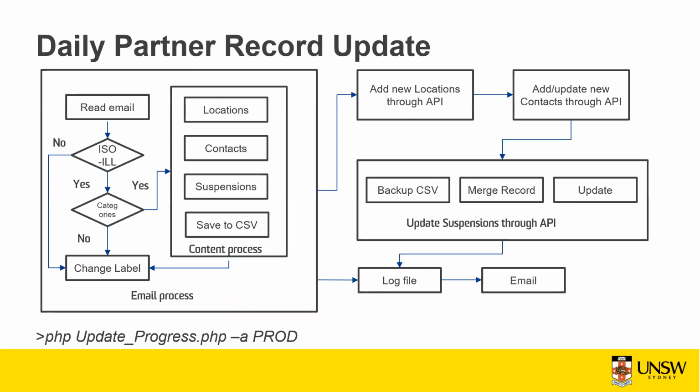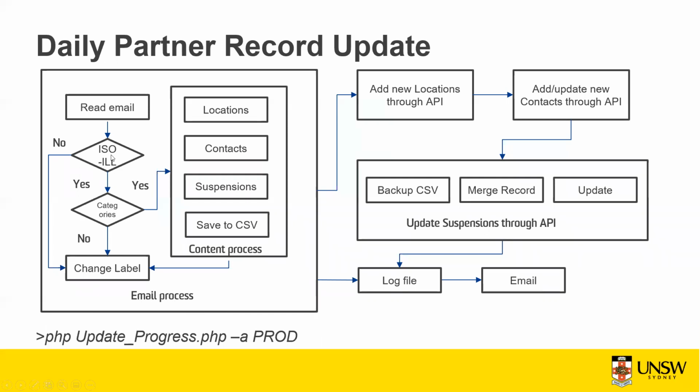Okay, the next component is the daily partner record update. This script mainly updates records in the Alma system. The script processes emails. It uses the Gmail API call to build the connection first, then reads the email from the Gmail account. Then we check whether this email comes from the ISO ILL. If not, we relabel the email as ignored.